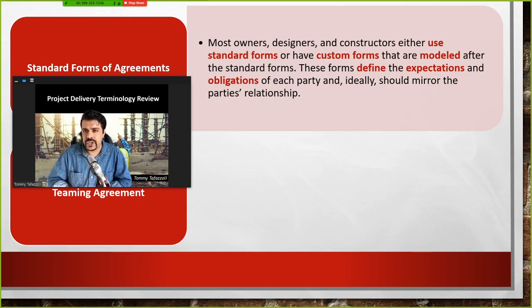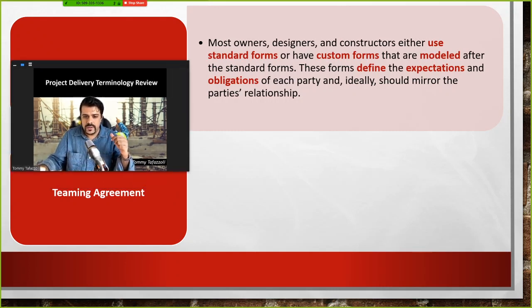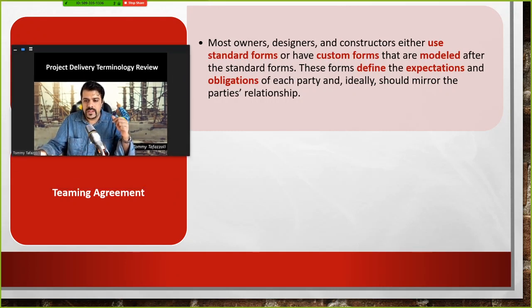increases the precision of the contract because these forms have been shaped throughout the years based on previous experiences. So they reflect the negative experiences they have had before, and it protects them against repetition of such experiences. And it also helps them not to forget or not to fail to address some critical points. So, teaming agreement.